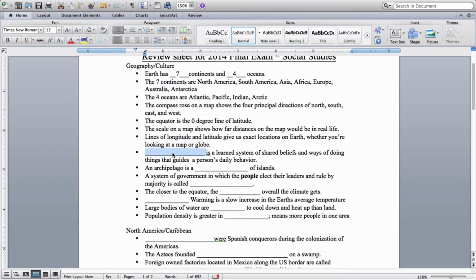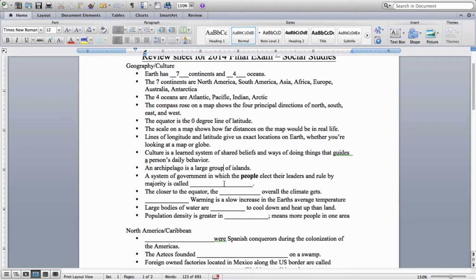A learned system of shared beliefs and ways of doing things that guide a person's daily behavior is known as culture. That's one of the first things we discussed early in the school year, back in the first grading period. An archipelago is a large group of islands. So the Philippines would be an example of an archipelago. It's a large group of islands in the South Pacific. Hawaii would be an archipelago.